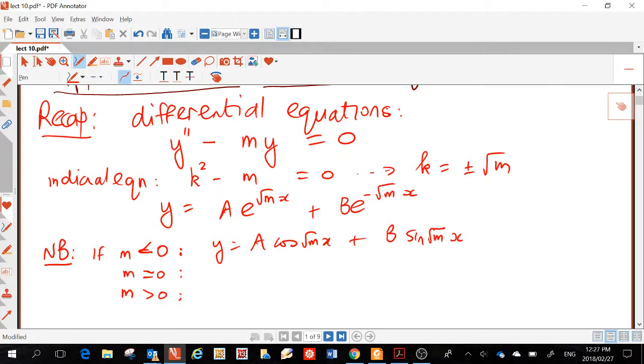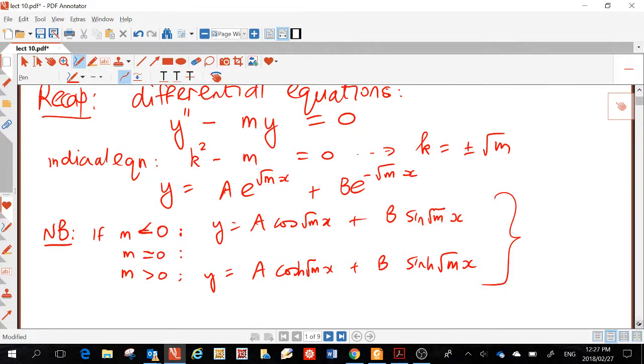Cosh. That's cosh. So you can convert this to the shape y equals a cosh root mx plus b sinh root mx. These are the different characterizations you can get depending on the value of m. If m is 0, it will become constant, y equals a plus b. Or you can even have an x there.